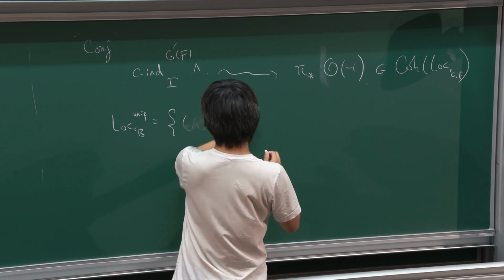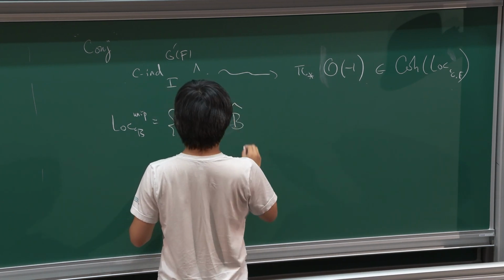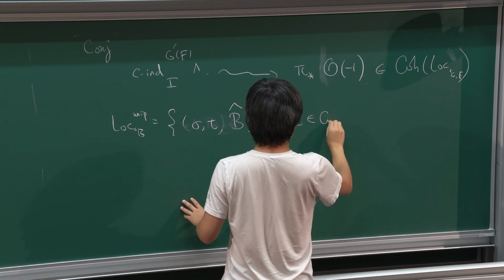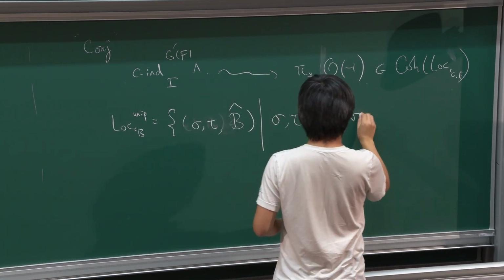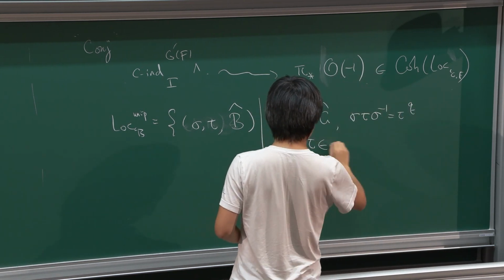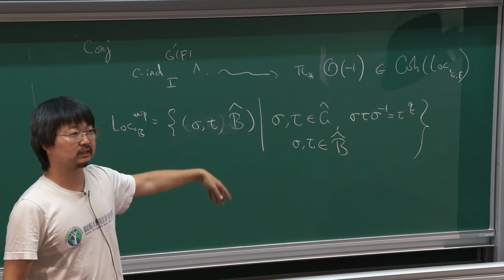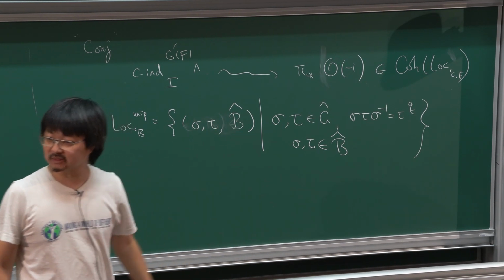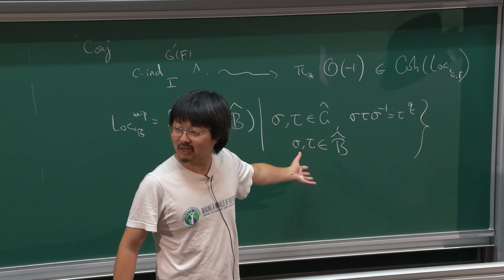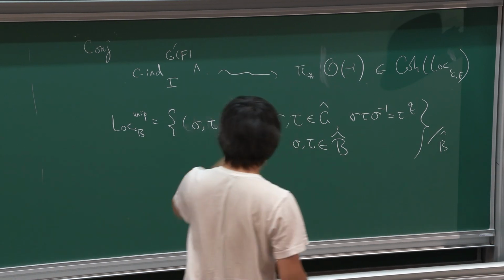You can think about it in this way. Think about sigma and tau and write the Borel, where sigma and tau are still in G hat, but sigma tau sigma inverse is tau to the q, and both sigma and tau are contained in some Borel. Like the standard Borel. I first think about them being in G hat, but then I impose that they actually come from B hat, modulo B hat.